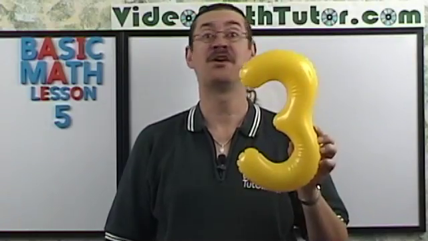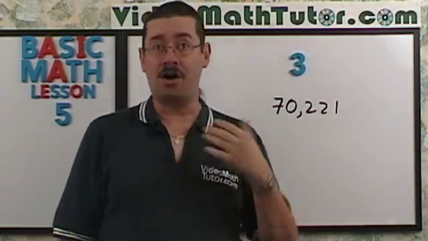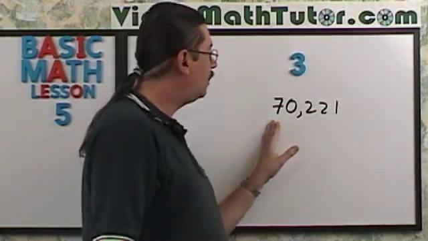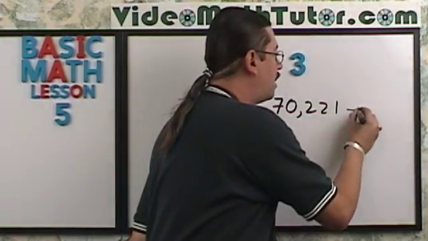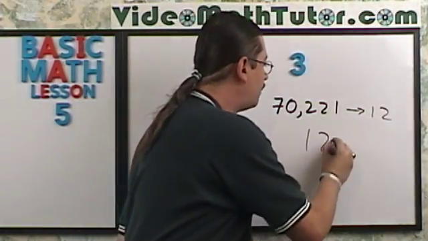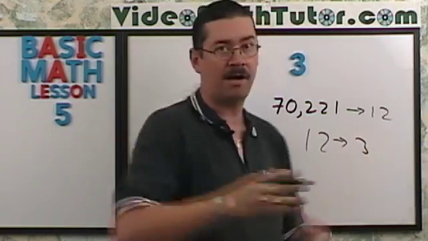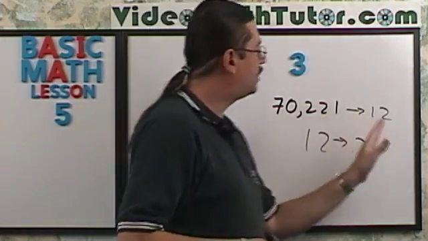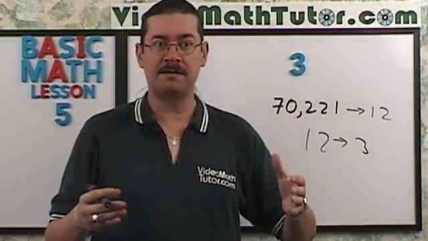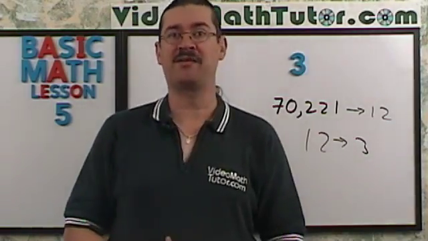Number is divisible by 3. A number is divisible by 3 if the digit sum is also divisible by 3. So if you add all these digits up, 7 plus 0 plus 2 plus 2 plus 1, we get an answer of 12. And see, 12, if you add those digits up, 1 plus 2, the answer is 3, which is obviously divisible by 3. So if you have a number and you can just add up the digits and that result is something you can divide 3 into exactly, then the original number is also divisible by 3.